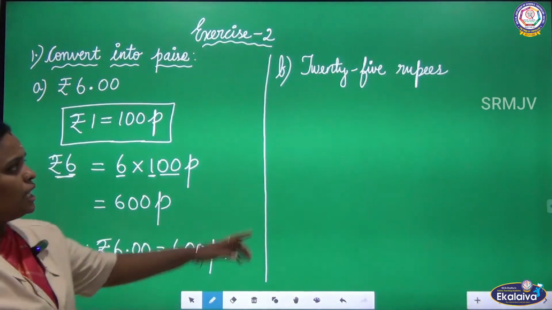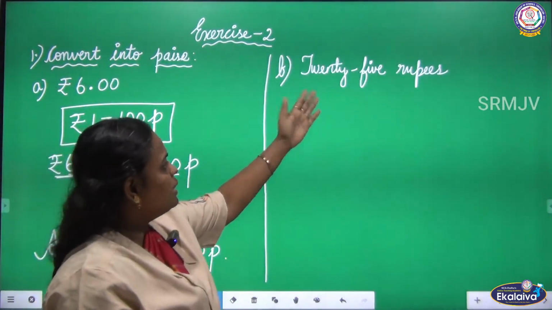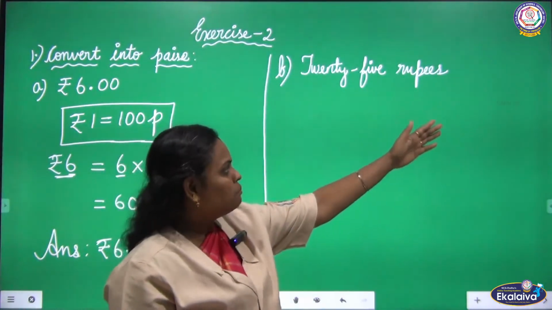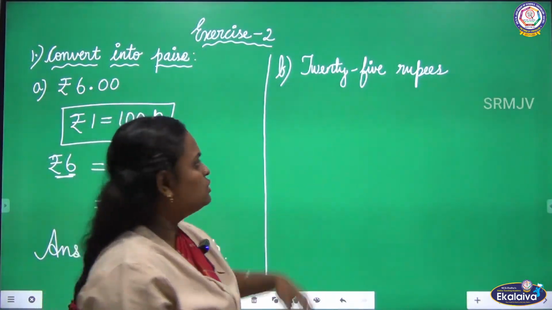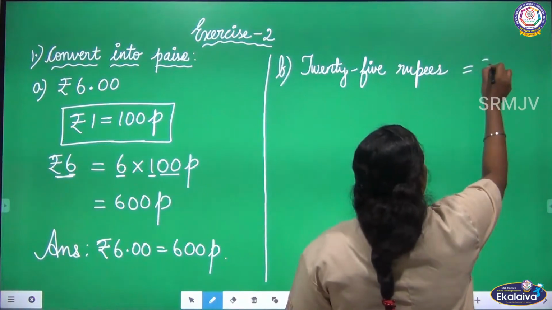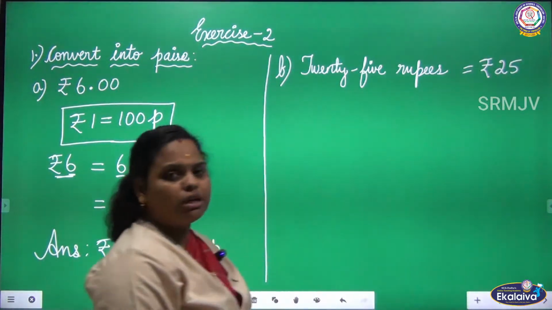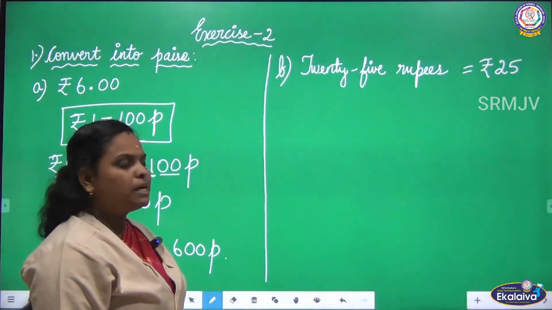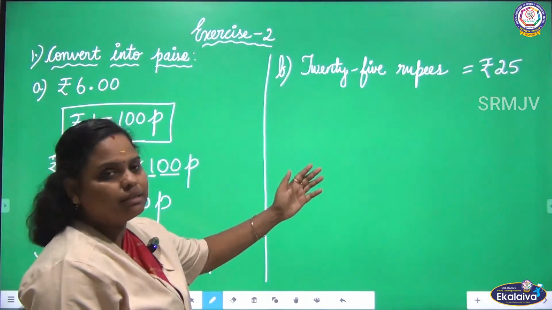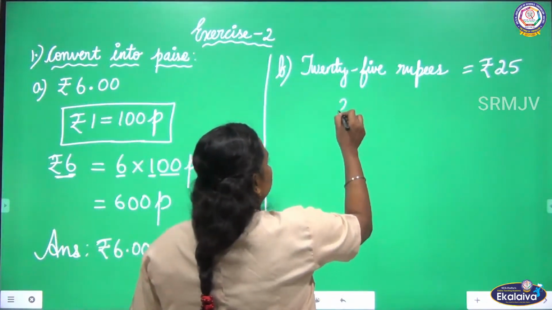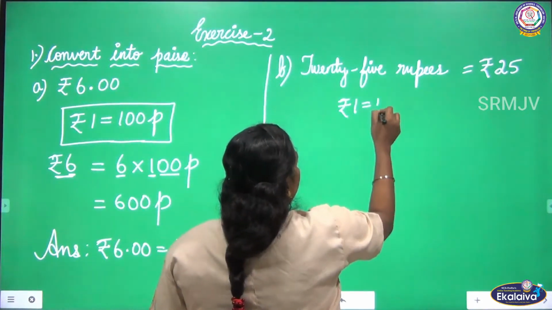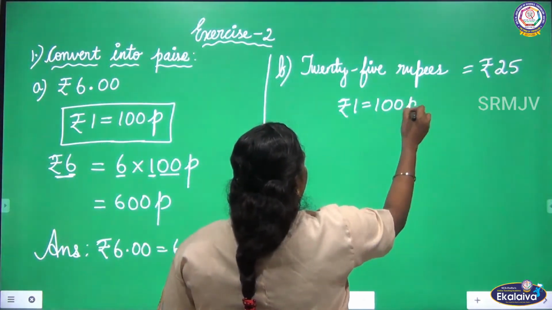Next one, see, in the number name they have given, first you write the number 25 rupees. How much have they given? 25 rupees. So you write 25 rupees. So how will you convert rupees into paise? If you multiply by 100, you will get the answer. So 1 rupee equal to how many paise, children? 1 rupee equal to 100 paise.